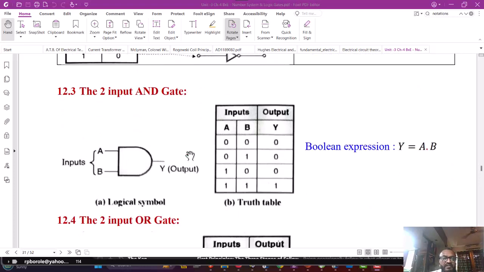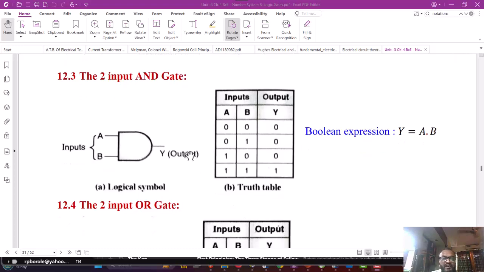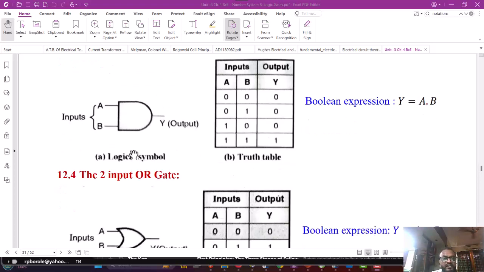The second gate is the AND gate. It performs the ANDing operation. It is a logical multiplication. It consists of a minimum of two inputs to many inputs. Here we will study the two input AND gate. The symbol is shown here. It consists of two inputs A and B, and Y is the output.